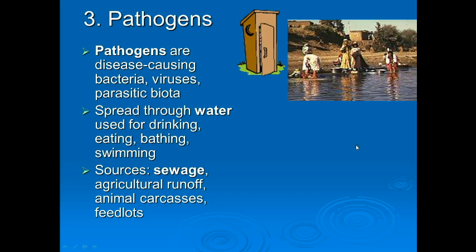Pathogens are disease-causing bacteria and viruses, parasitic biota. They're spread through water that is used for drinking, eating, bathing, and swimming, and the sources are things like sewage, runoff, animal carcasses, and feedlots.